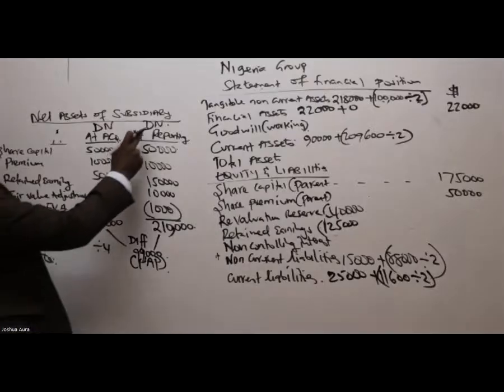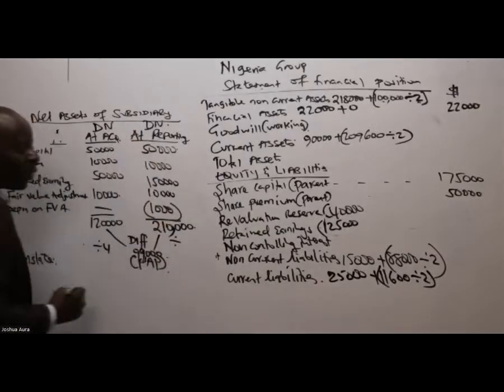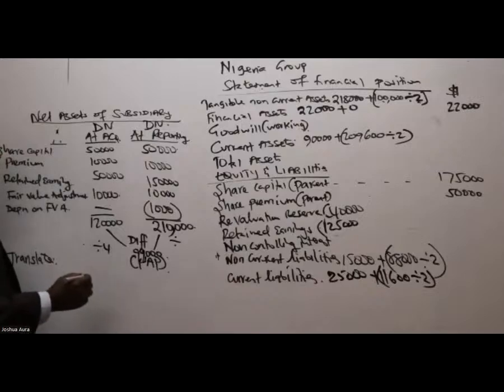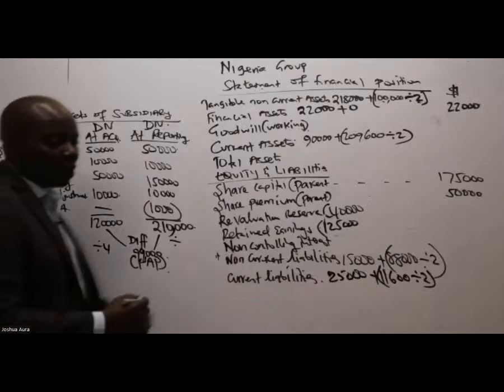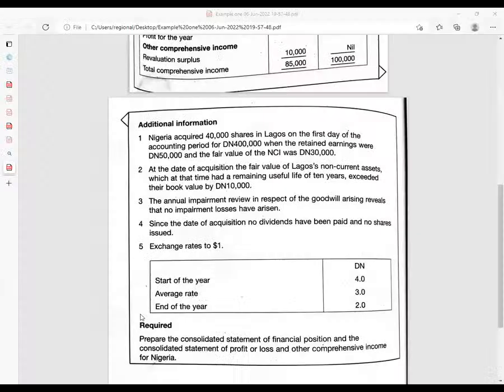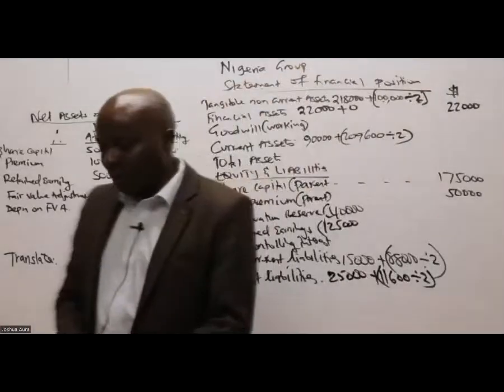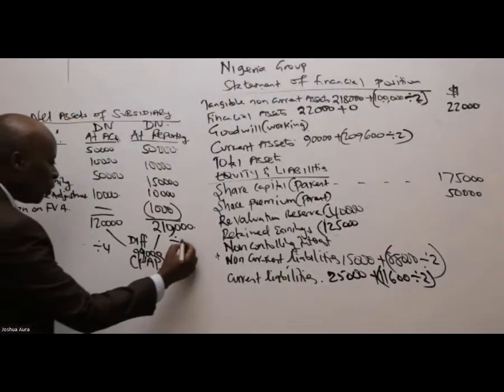And then we have net assets at reporting. So for this one, use the closing rate. Do we have the closing rate? Oh, yes, we do. They have given us the end of the year rate. This is the closing rate. The closing rate is 2.